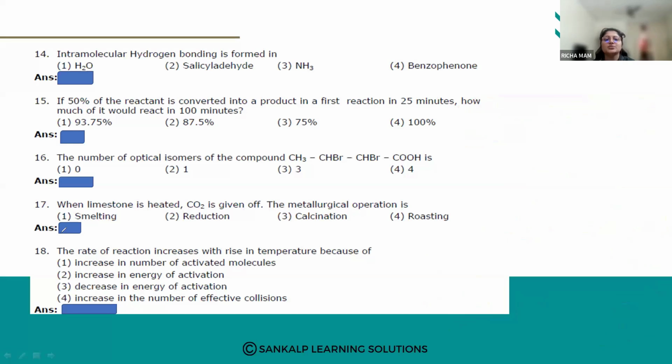So the number of optical isomers for the compound. So this is a compound. Tell me the number of optical isomers. CH3, CHBr, CHBr, and COOH. So how many optical isomers are there for this particular compound? Okay, number of optical isomers, how are we going to calculate? First find out the chiral centers, students.